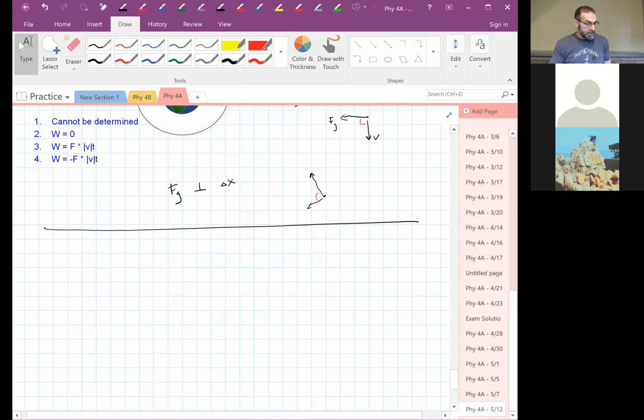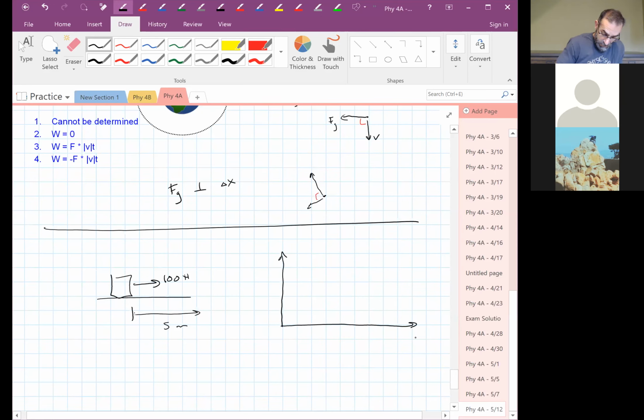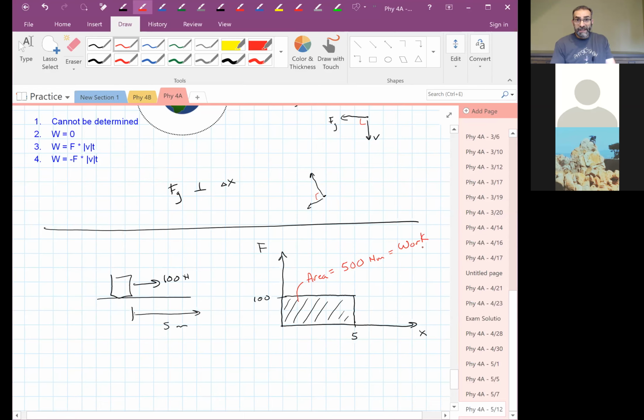Okay, let's take a look at a few cases here. One of the first things we looked at was a box sliding across the floor. So we have our box, we have a force, 100 newtons, and it's going some distance, 5 meters, right? And so let's take a look. If we plot our force and our distance, the area here is 500 newton meters. And that happens to be the work done, right? The work done by our pulling force on our box.